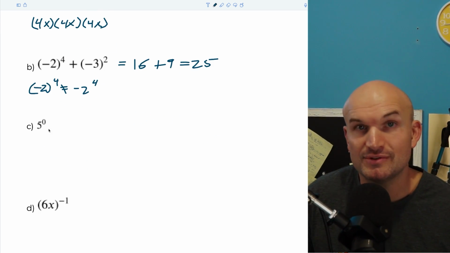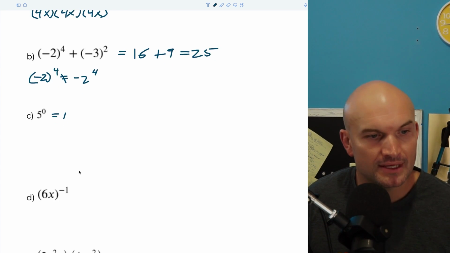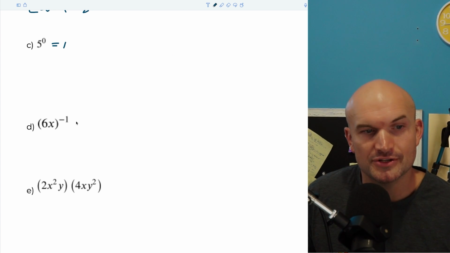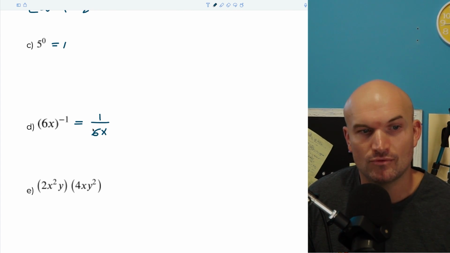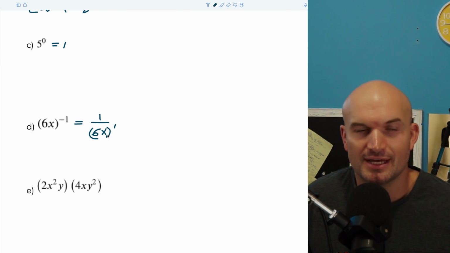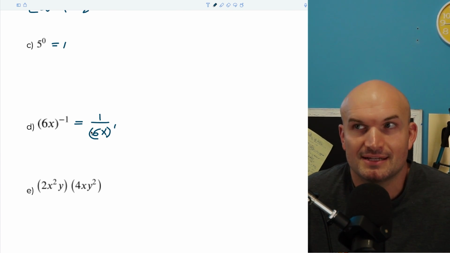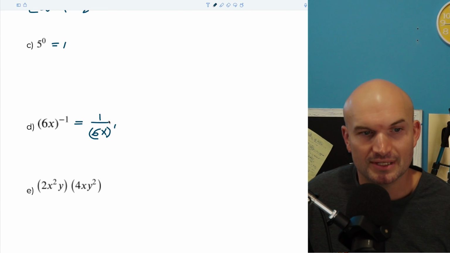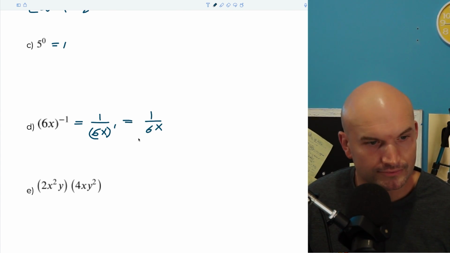Remember, anything raised to the 0 power is just going to be 1. Anything raised to a negative power can be rewritten as its reciprocal. So in this case, I can rewrite this as 1 over 6x, right? Raised to the first power. Now, again, raised to the first power just means it's itself, right? So therefore we can just simplify this to 1 over 6x.